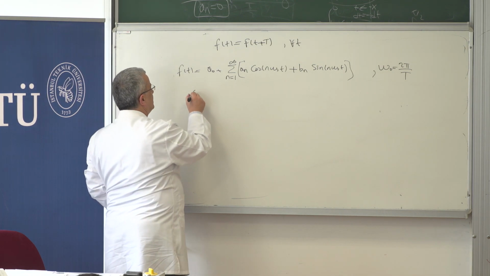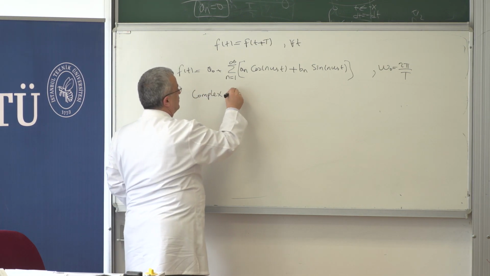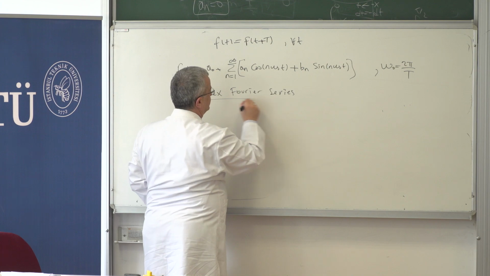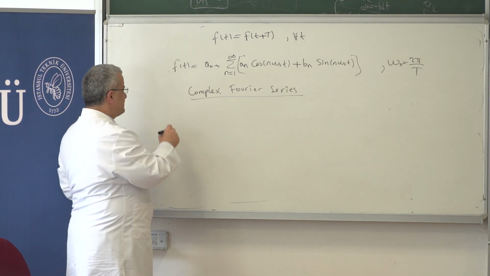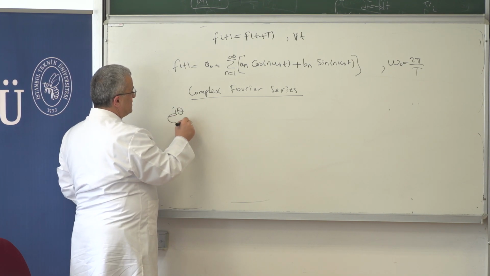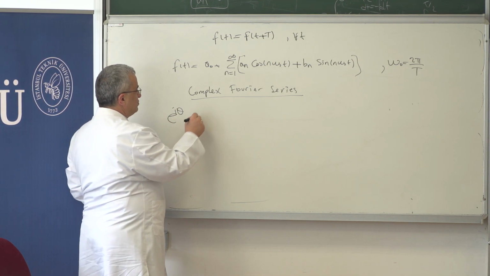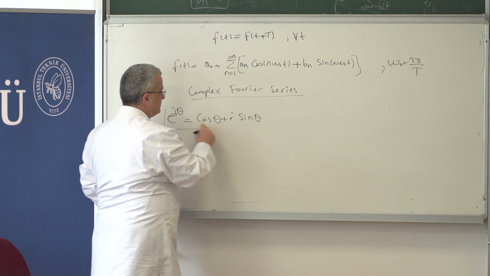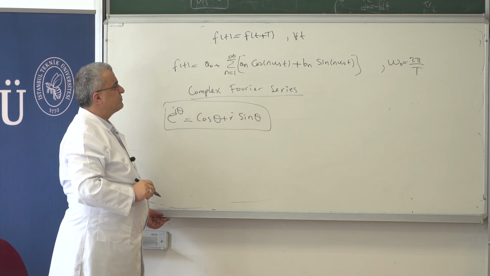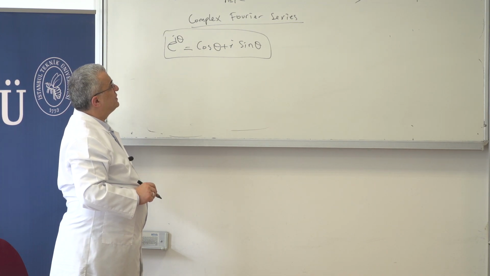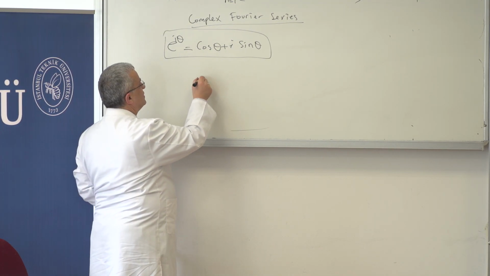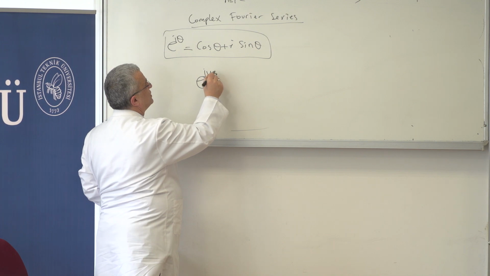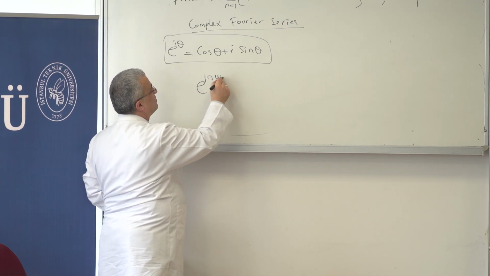Now, I will tell you about the complex Fourier series. Last week, we did the review and we said that e to the i theta is equal to cosine theta plus i sine theta. Now, let's consider e to the j n omega 0 t. In electrical engineering we use j.